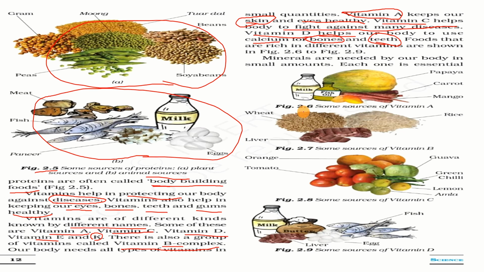Figure 2.6 shows sources of vitamin A, 2.7 shows sources of vitamin B, 2.8 sources of vitamin C, and 2.9 some sources of vitamin D. If you are not taking all these vitamins, it will damage your body. Just eat these different types of food and make your body strong, because you are still young.